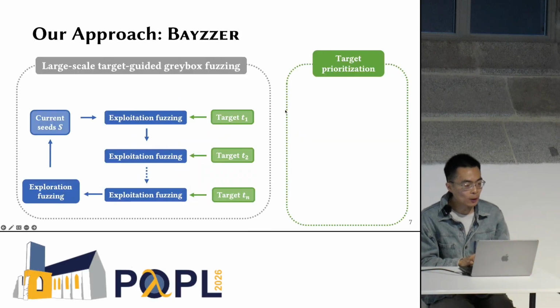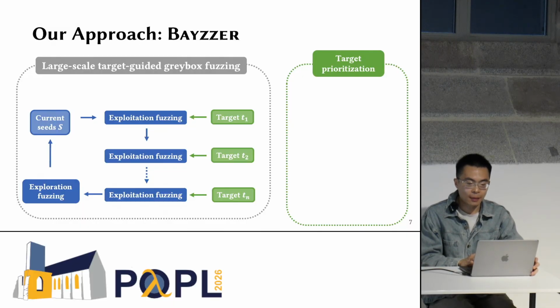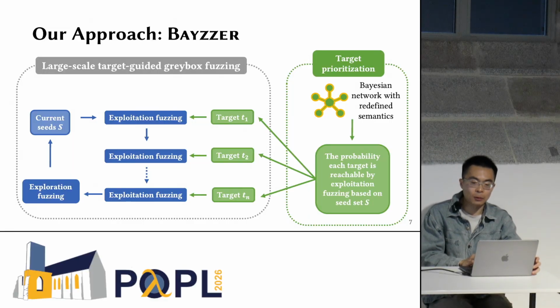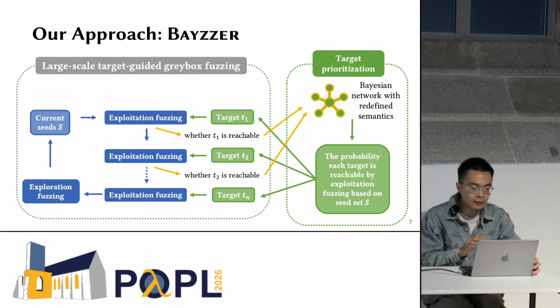We propose a framework called Bayesian, which uses Bayesian program analysis with redefined semantics to predict the reachable fuzzing targets problem, thereby guiding LTGF. Its workflow is as follows. Building on the LTGF workflow, we use the redefined Bayesian network semantics to compute for each target the probability that it is reachable by exploitation fuzzing given the current seed set S. We then perform exploitation fuzzing on the target with the highest predicted reachability probability. The result of this exploitation fuzzing is fed back into the Bayesian network.